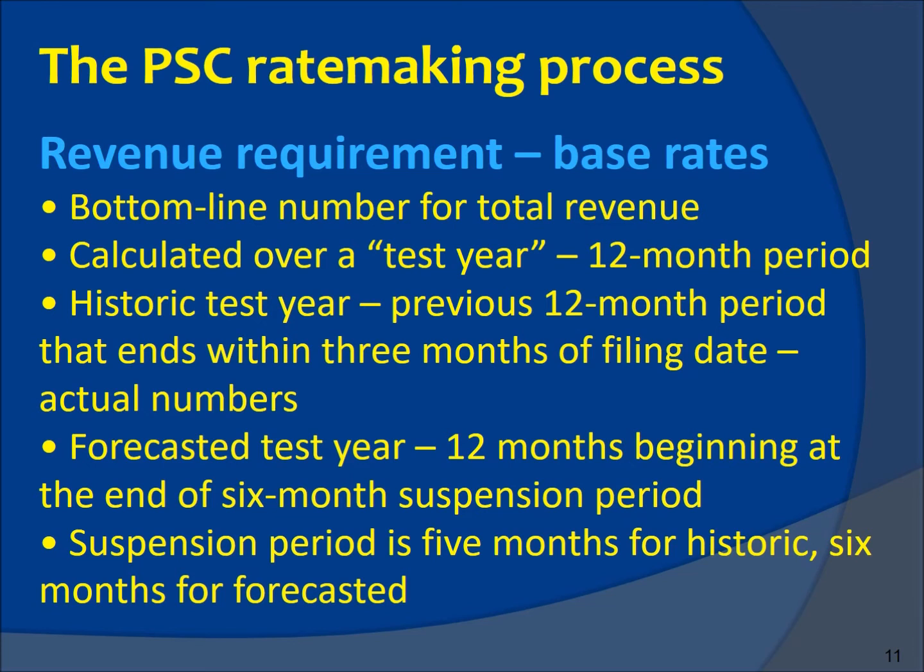Revenue requirement is based on a 12-month period known as a test year. If it is a backward-looking or historic test year, the 12-month period must end no more than 3 months before the filing date of the application and uses actual financial information for that period. Forward-looking or forecasted test years are prospective 12-month periods that begin at the end of the suspension period. Because forecasted test years are more complex and require more review, the suspension period mentioned earlier is 6 rather than 5 months.